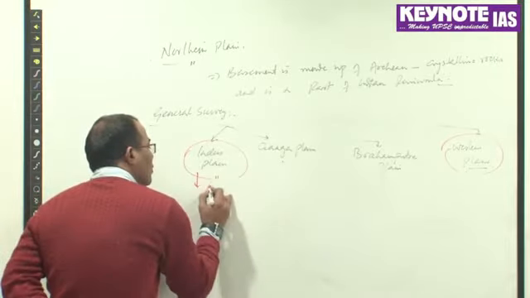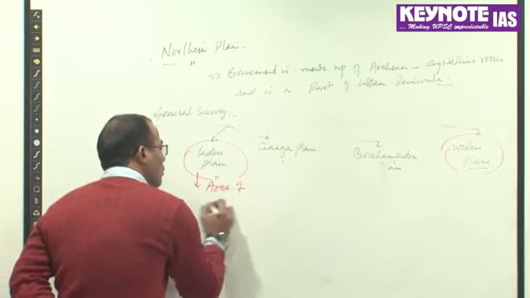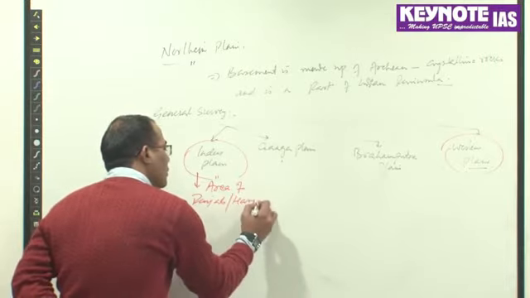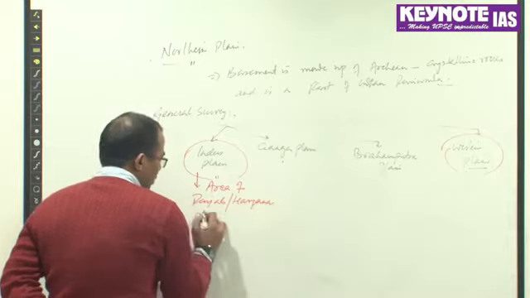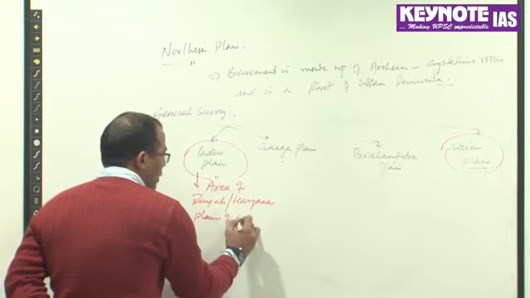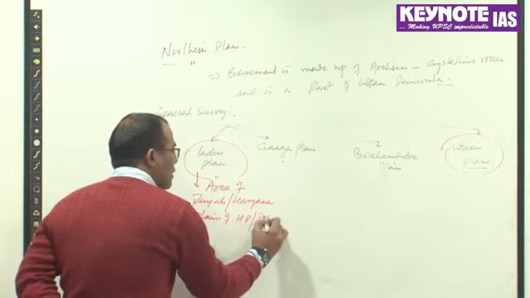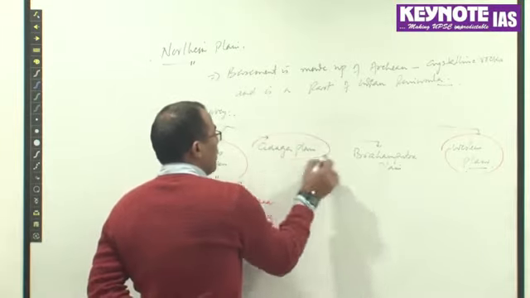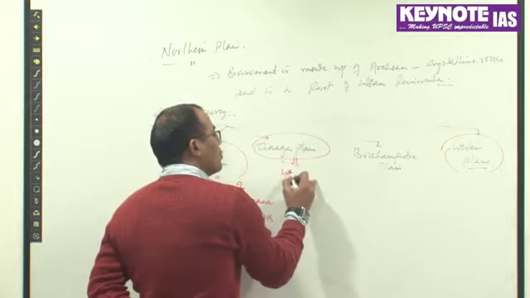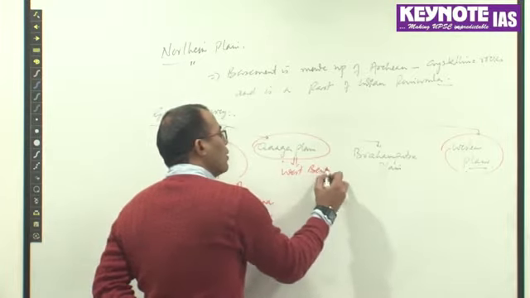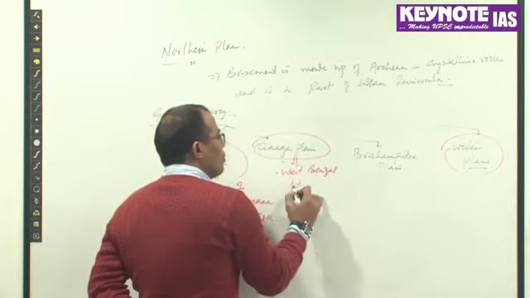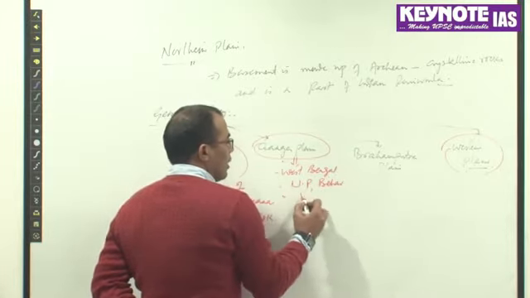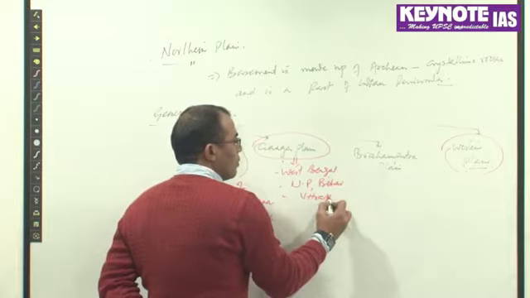Covers the area of Punjab, Haryana, plains of Himachal and Jammu and Kashmir. Ganga plain, parts of West Bengal, UP, Bihar, and plains of Uttarakhand.